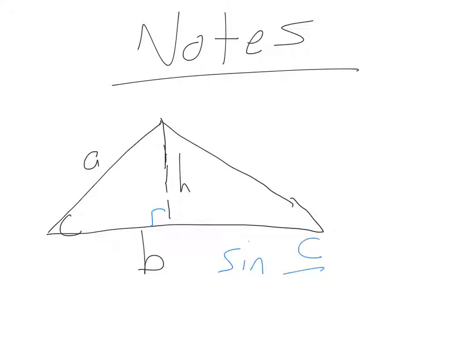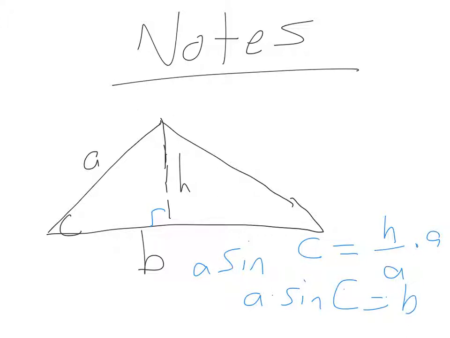The sine of angle C is equal to H over A. So this tells you that if we multiply both sides by A, A times the sine of C is equal to H. That's equal to the height.